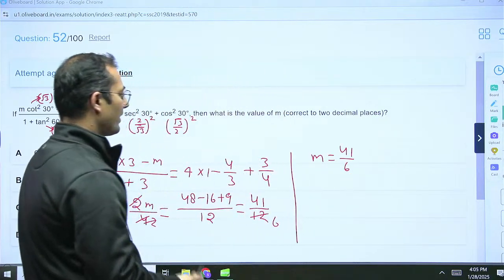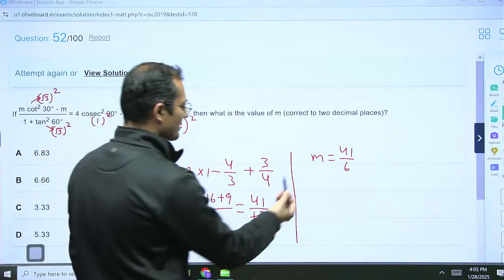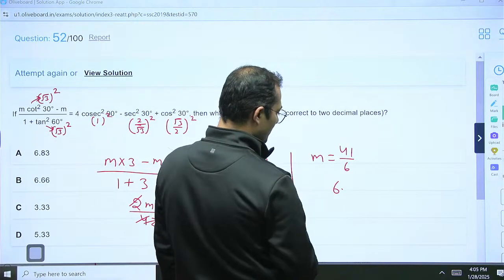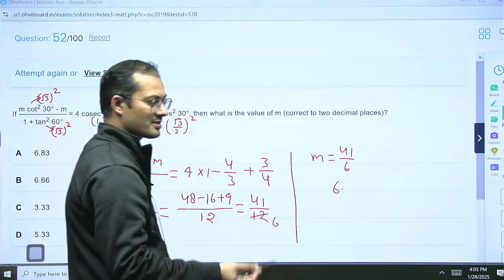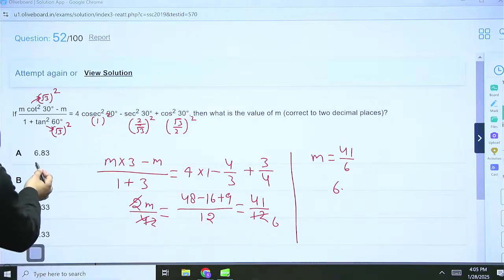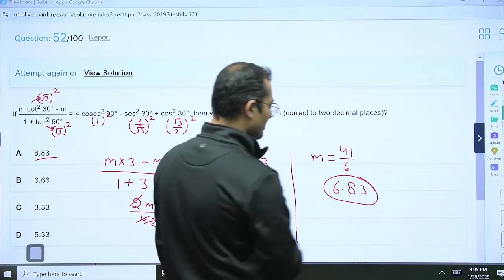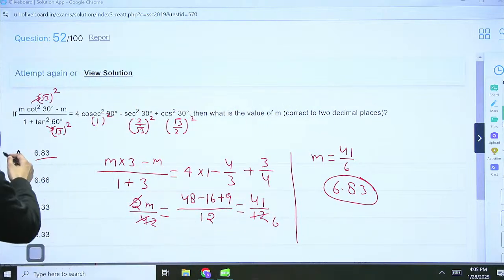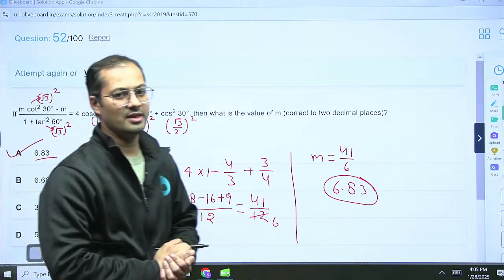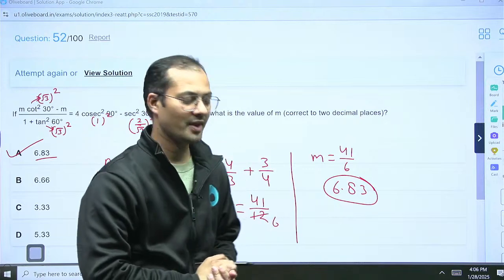We have to find the value of m. 6 6s are 36, so 6 point something, and it is very close to 7, that is 6.83. So 6.83 is the right answer. That's all. Option A is the right answer.